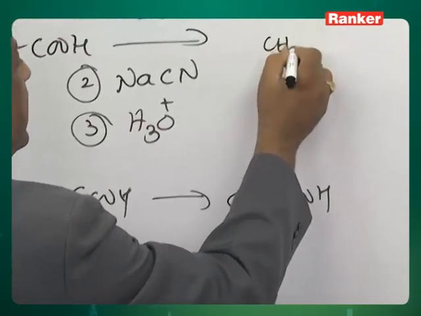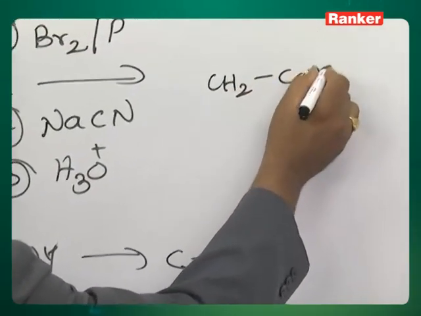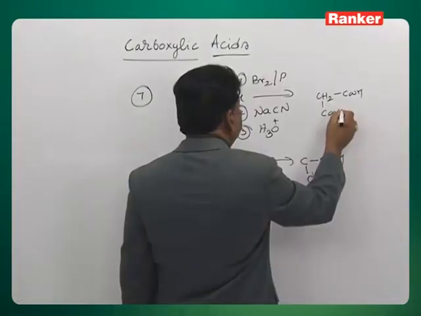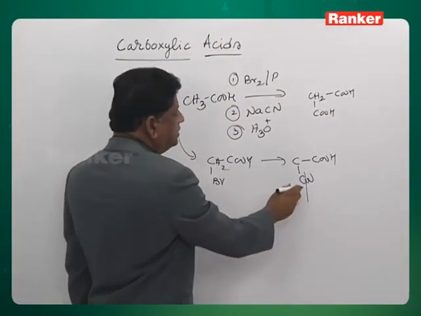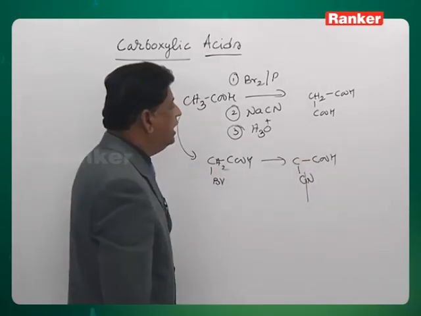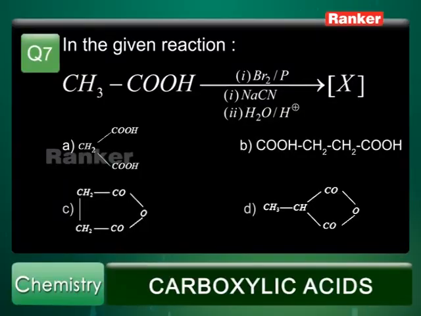Therefore, the final answer will be that 2 carboxylic acids are formed: the original carboxylic acid, and in addition, the halogenated one converts into cyanide and hydrolyzes to give the acid. So the answer X asked here is option A, malonic acid, which is the right answer.